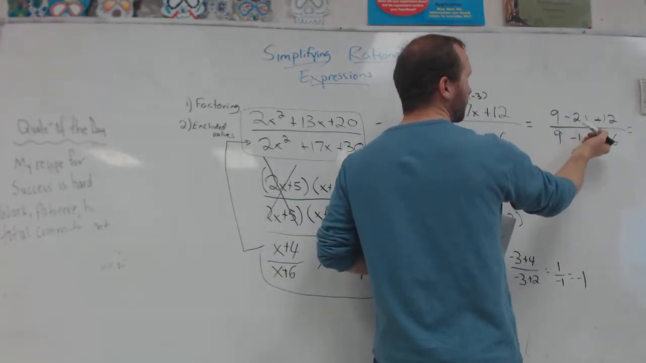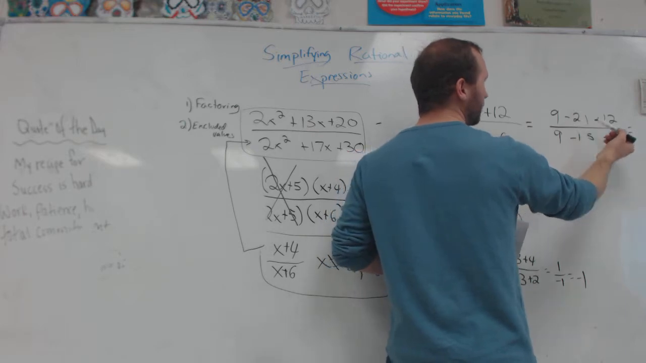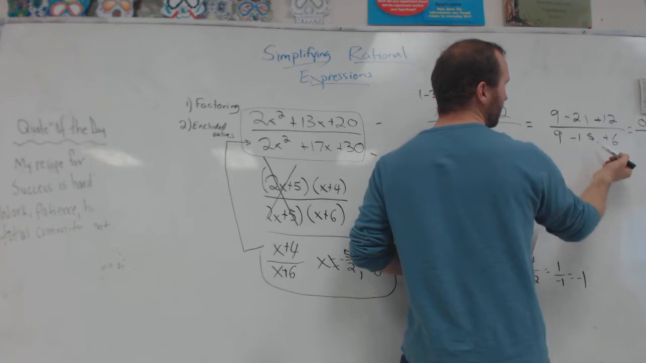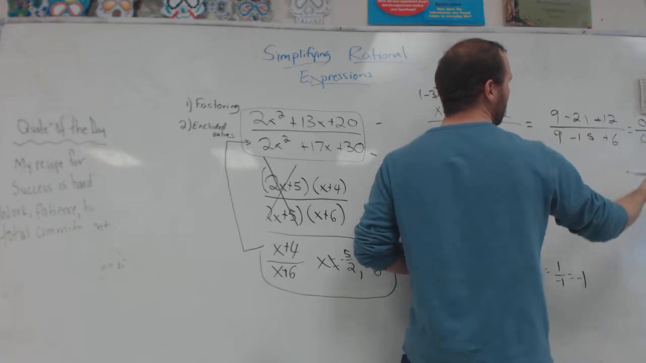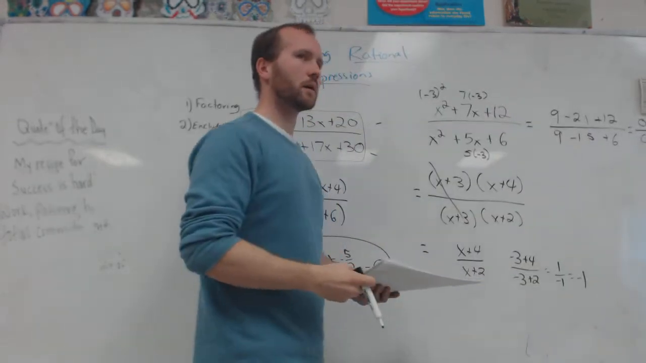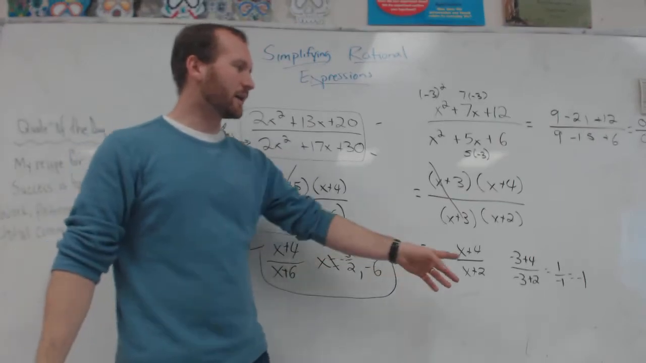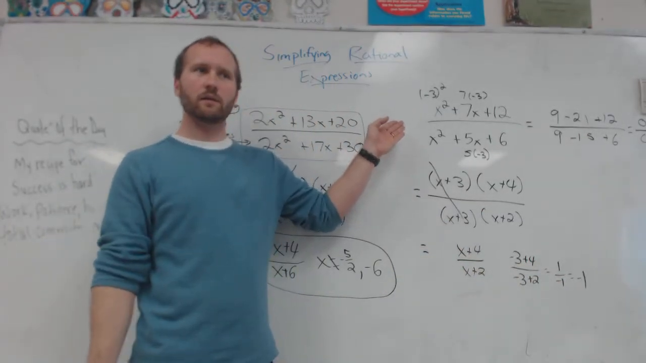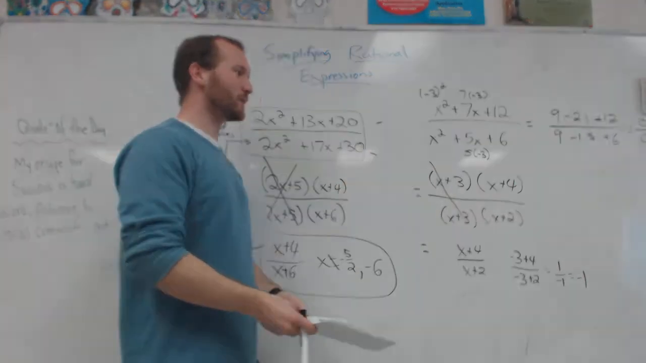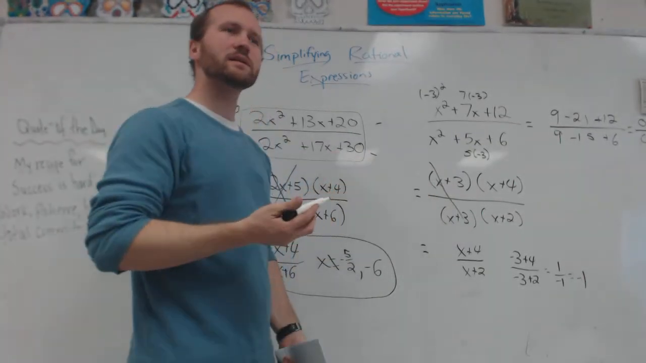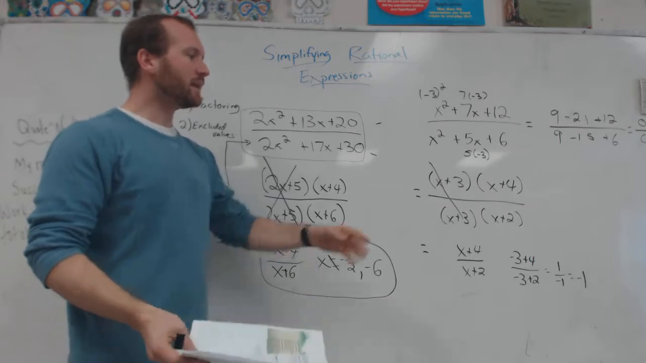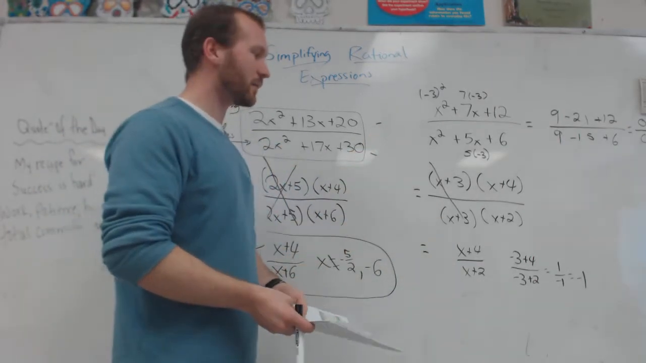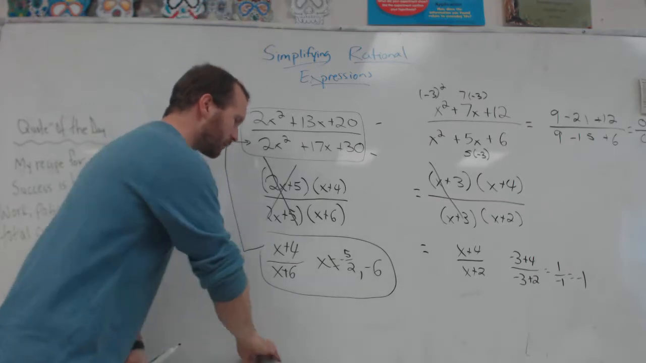So 9 minus 21 would be negative 12, plus 12, that would be 0. 9 minus 15, that would be negative 6, plus 6. I got 0 over 0. But wait a second. I got negative 1 here. I thought these were supposed to be equal. Not if x equals negative 3. So that's why we're saying this, right? Any other number, if I plug it in here, and I plug it in here, I will get the same thing. So let me prove that to you too.